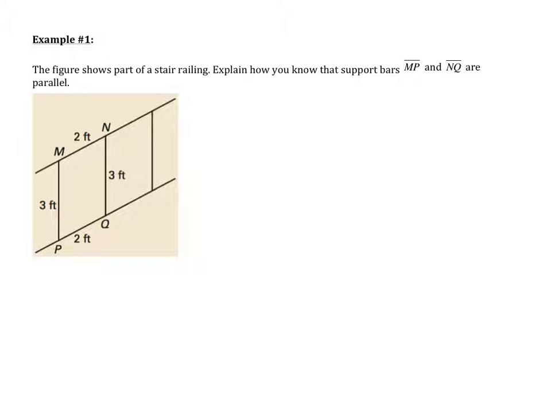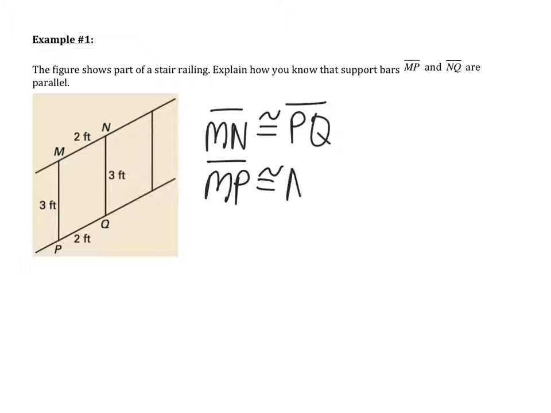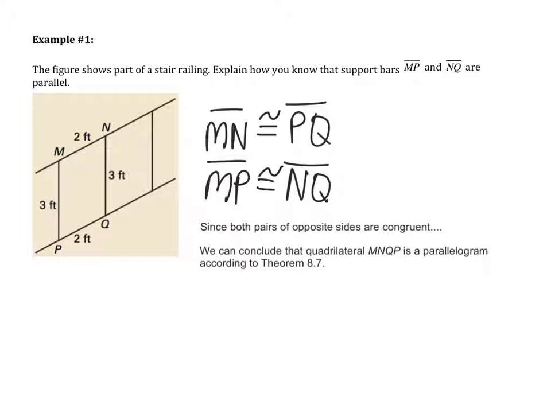So let's prove that this quadrilateral is a parallelogram. So I would start this by saying that MN is congruent to PQ, since as you can see here, they have the same measure. I also know that MP is congruent to NQ, since again, they have the same measure. They're both 3 feet. So now we see that both pairs of opposite sides are congruent. We can conclude that quadrilateral MNQP is a parallelogram according to our first theorem, Theorem 8.7 from the previous slide.